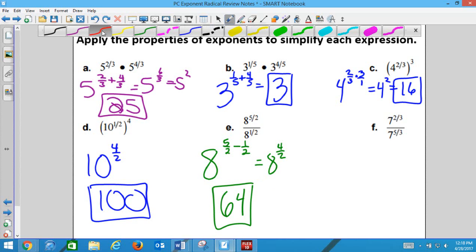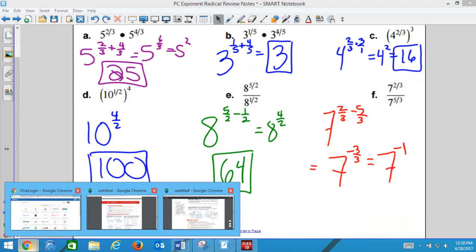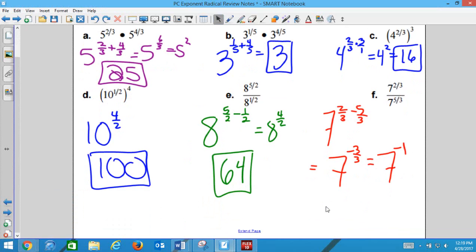So I have 7 to the 2/3 over 7 to the 5/3. We're going to subtract our exponent: 7 to the 2/3 minus 5/3. So we get 7 to the negative 3/3, which is 7 to the negative 1, which is what? 1/7.